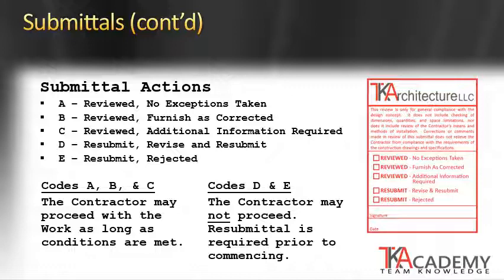And then E is resubmit, rejected. Essentially, what was submitted does not meet the design intent. It fails in a number of categories and is just not acceptable. So in this case, the general contractor will have to submit something different for the designer of record to review.